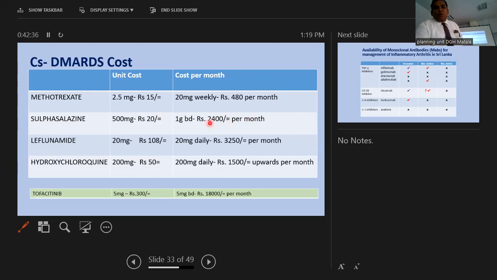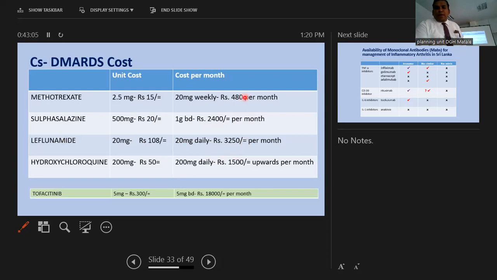If you go for the full dose of leflunomide, it would be a 20 milligram tablet costing about 108 rupees. The total cost could be about 3,250 per month. And again, another point is hydroxychloroquine is very expensive. If we give a 200 milligram daily dose, it would be about 1,500. And if it goes to a BD dose, it would be 3,000.